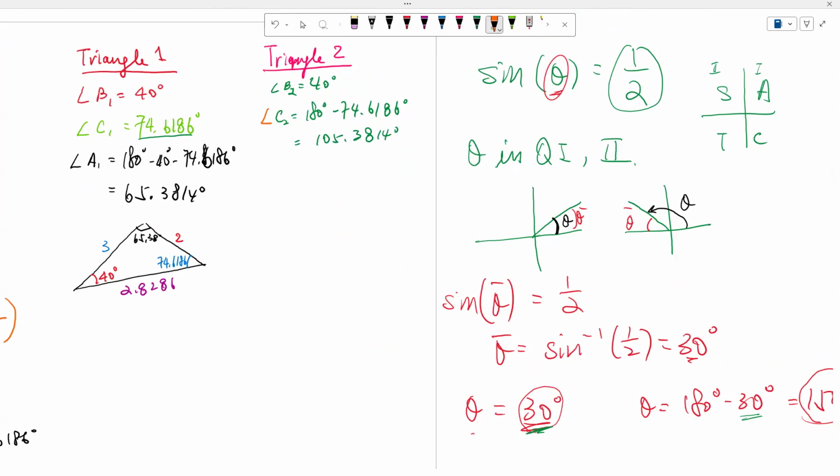And now you will see that the sum of B sub 2 and C sub 2 is actually less than 180. What does this mean? It means that I will be able to find my angle A sub 2 now. So I'm using 180 minus 40 degrees minus 105.3814. Okay. So which is 34.6186. Okay.